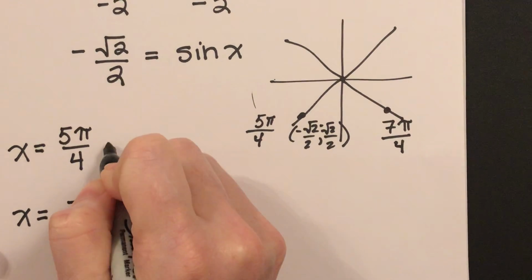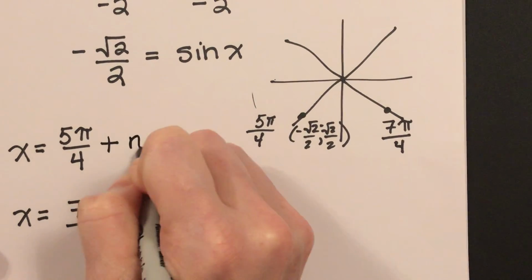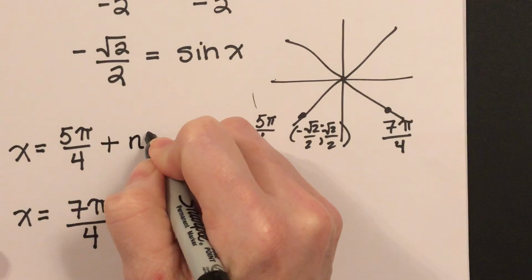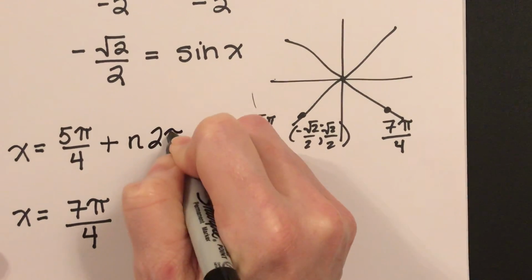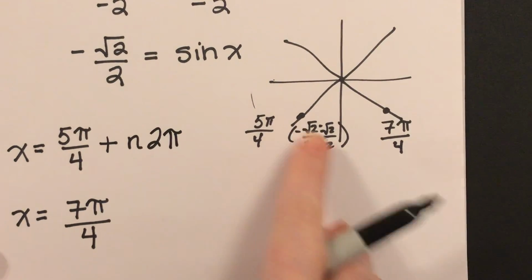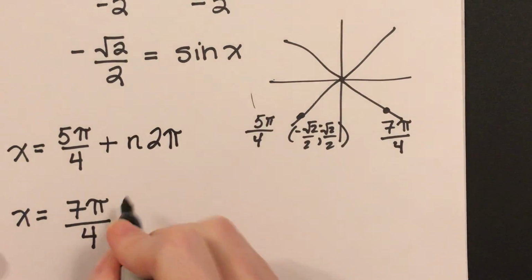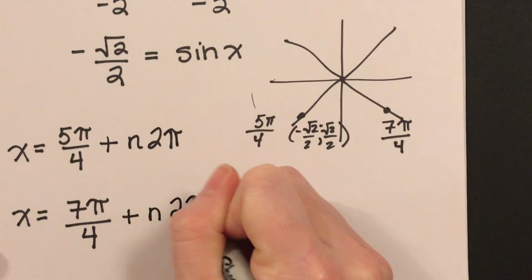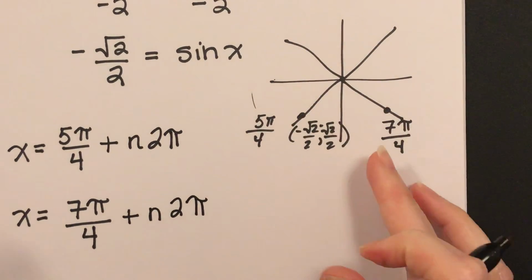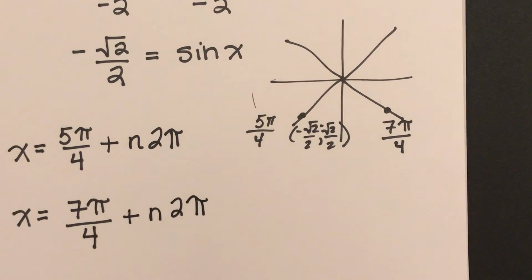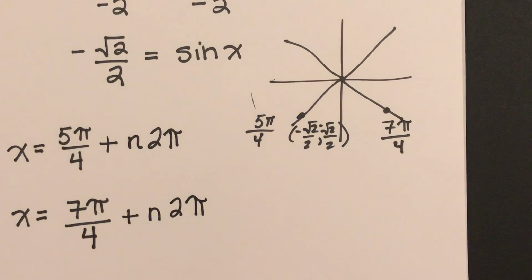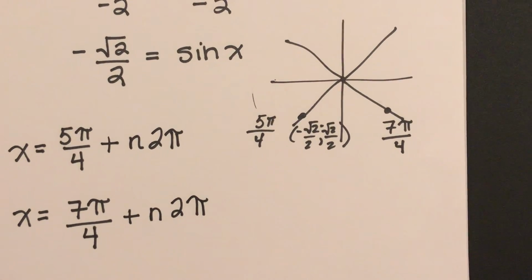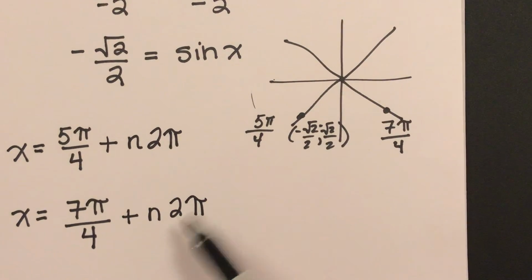So we say 5 pi over 4 plus any number n times 2 pi. So n just represents how many times you go around this circle. Right, so same here. So 7 pi over 4 plus however many rotations you go around this circle. And the reason we use 2 pi is because the period of sine and cosine is 2 pi.